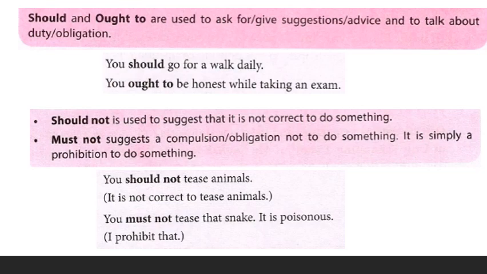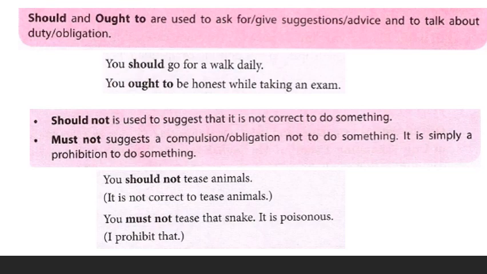You should not tease animals. It is not correct to tease animals. You must not tease that snake. It is poisonous. So it is, I prohibit it. Okay, so should not is just a mild suggestion. If it is must not, that means you must not do it because there is no other go, there might be some danger. When you look at the sentence, you must not tease that snake, you mustn't do it. If you do it, then it is going to be dangerous, right?